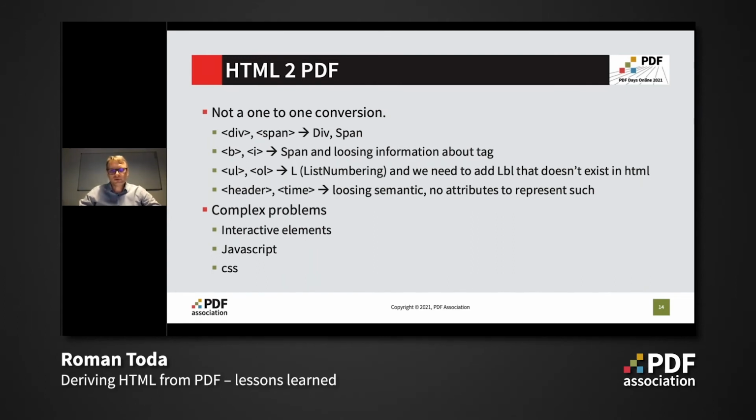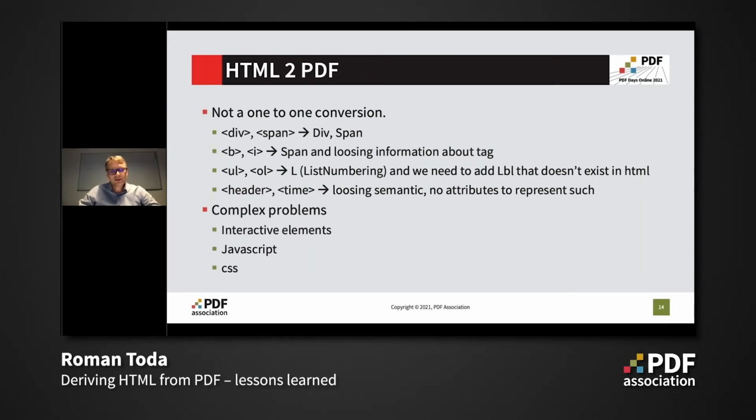And what if the content of LBL in PDF isn't aligned with the list numbering attribute? And in the opposite direction, if we had a very special bullet in PDF LBL, we would need to define some non-standard styling in HTML, stuff like that. And some tags in HTML are simply not expressed in PDF at all, like time, for example.